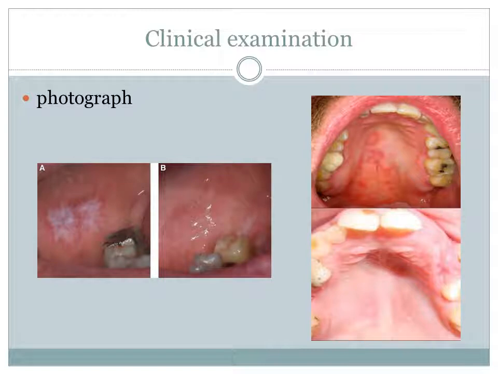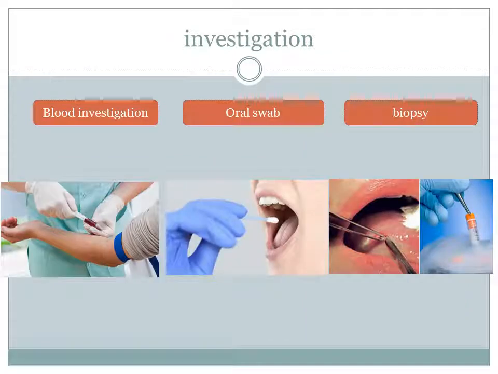Photographs. Clinical photographs of any lesion may be helpful during follow-up visits. This is a photograph of a lesion. As we see in this picture, we see the progression of the lesion during different visits. Investigations: there are different investigations: blood investigation, oral swab, and biopsy.